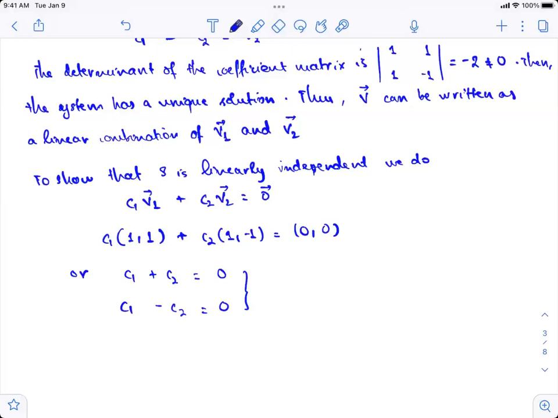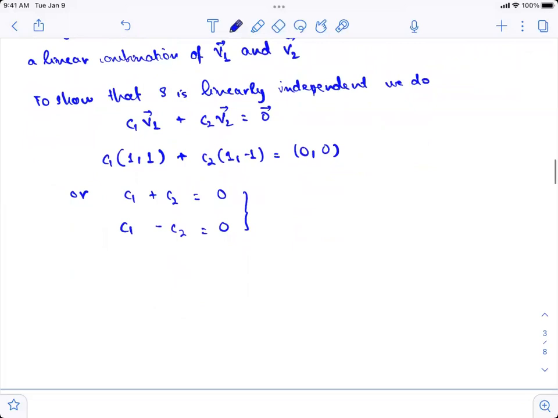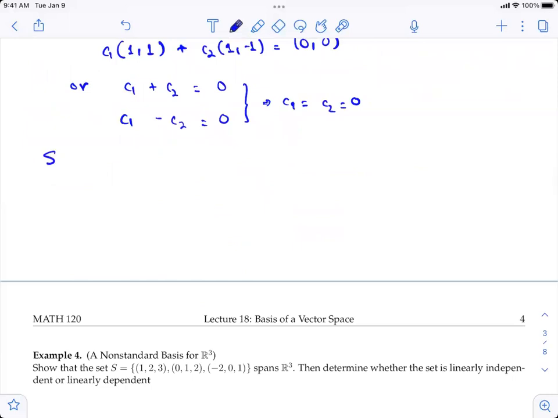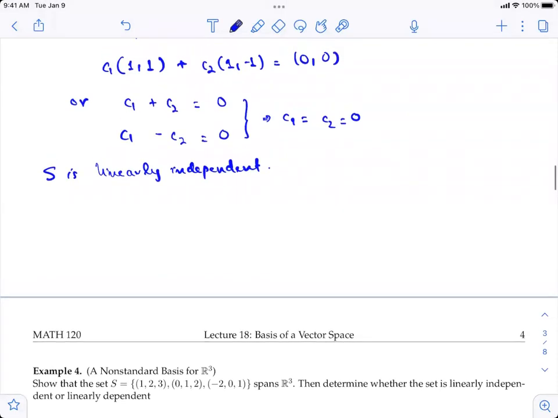This is a very simple system of linear equations to solve. You can use either the substitution method or the elimination method, or you can use Python to aid with the calculations. And you see that C1 equals C2 equals 0. So that shows that S is a linearly independent set. With these two points combined together, we can see that S is a basis for the vector space R2.